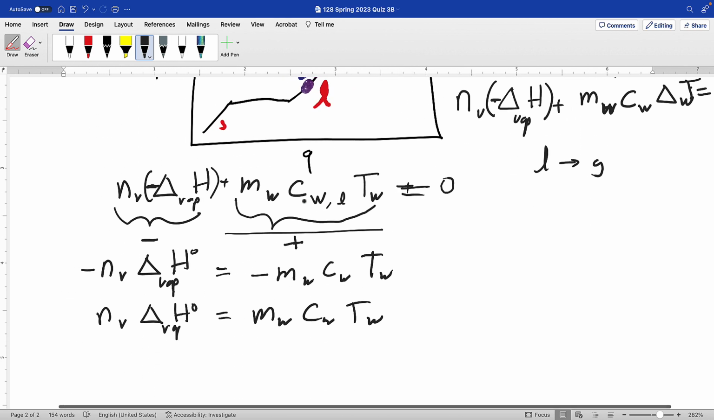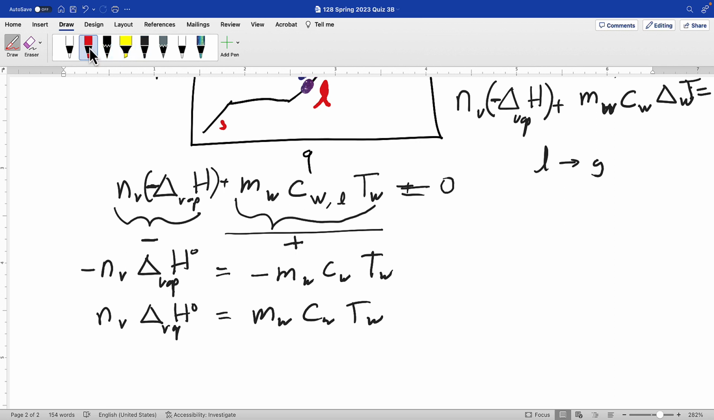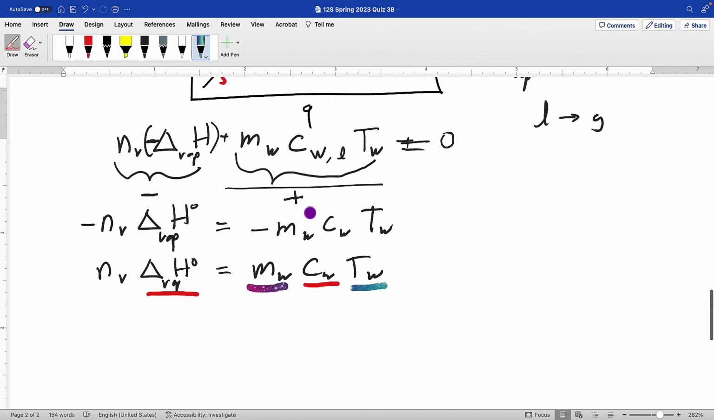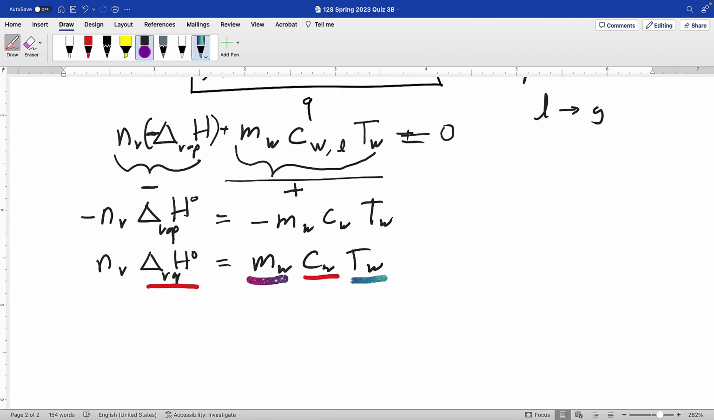So let's see if we've fulfilled that yet before we start doing our algebra. Constants that are on the equation sheet, specific heat of water, the heat of vaporization, we can look those up. What about symbols in the problem? Well, TW was given in the problem, and the mass of water was given in the problem. But N vapor, that's not given in the problem, and it's actually not what we want to solve for. We're not supposed to solve for how much vapor condensed. We were asked to get the mass, not how many moles. So we want to somehow change N vapor so we can match the constraints of the problem.